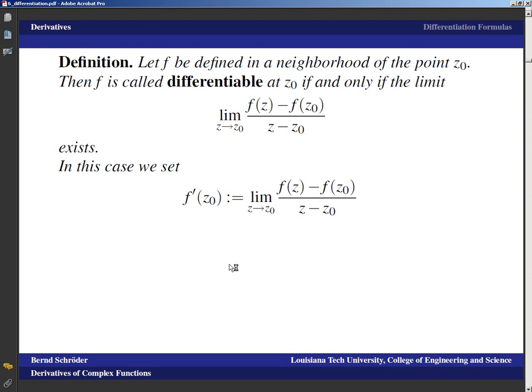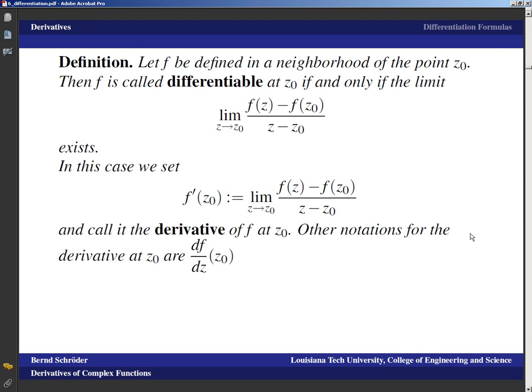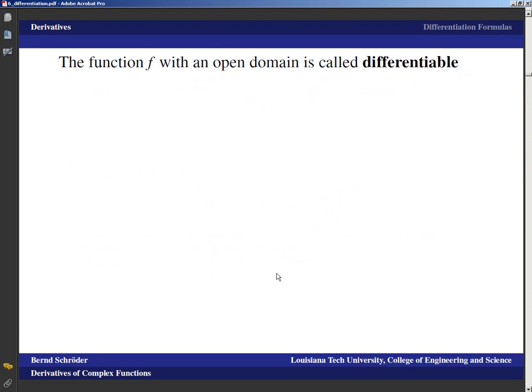In this case, we set the derivative f prime of z0 to be equal to that limit, just like in calculus. And we call it the derivative of f at z0, so really nothing changes. And the notations are also the same. We'll call that df dz at z0 or df of z0. I don't think we'll use the capital D at all in this course, but sometimes people also write the derivative like that.